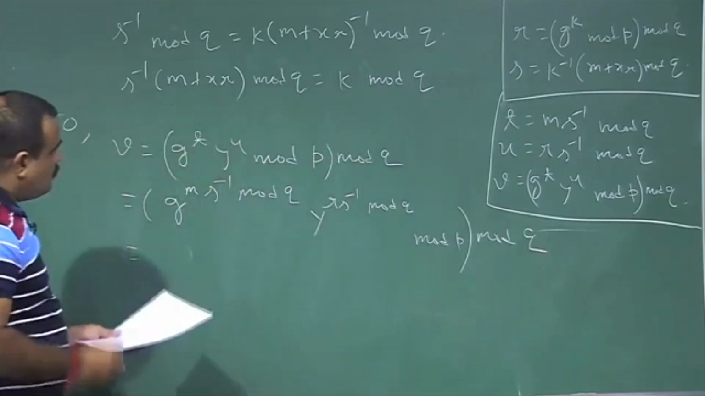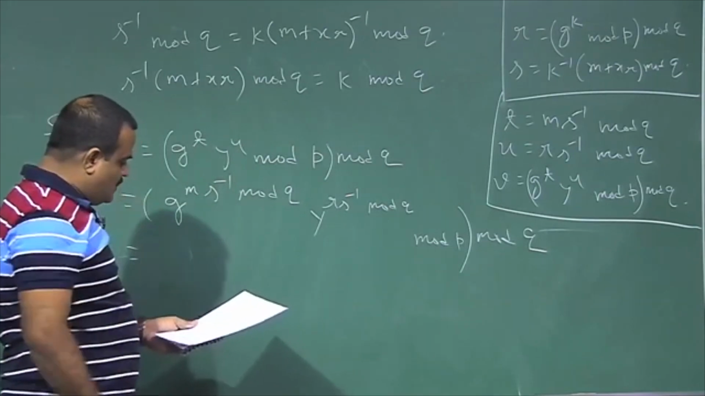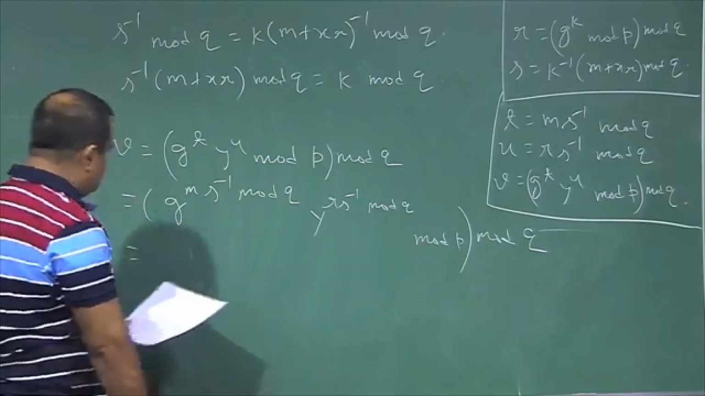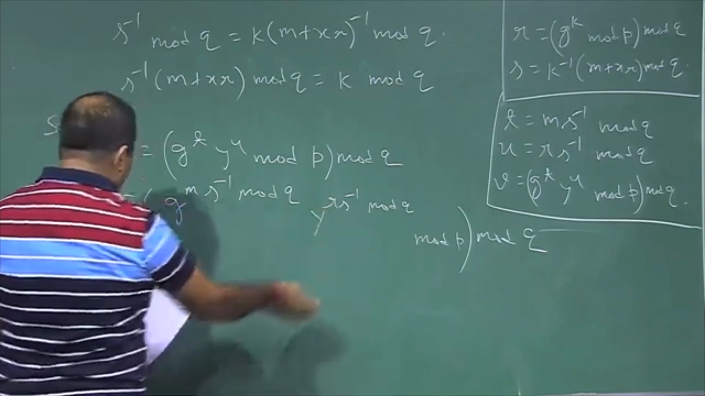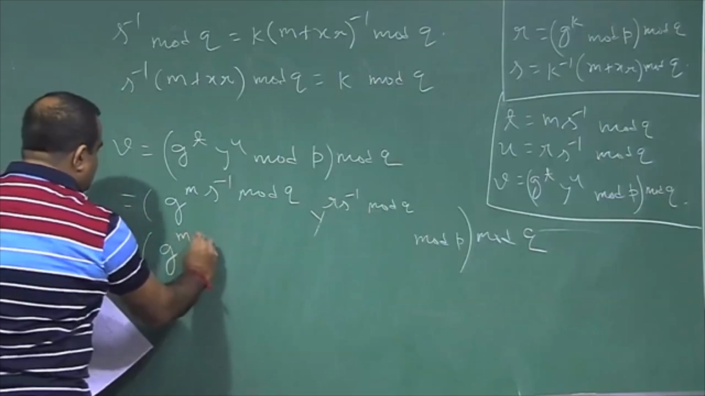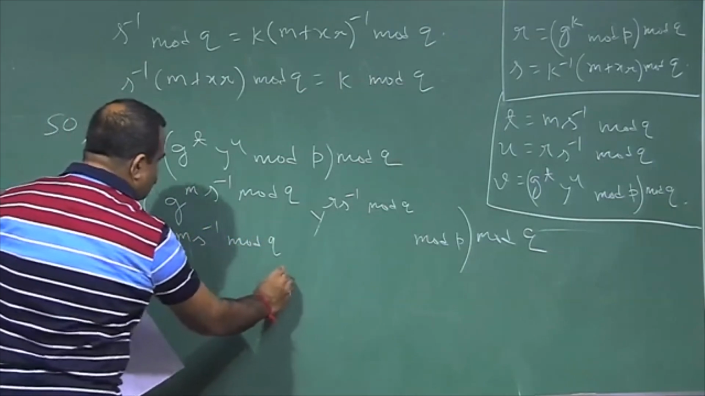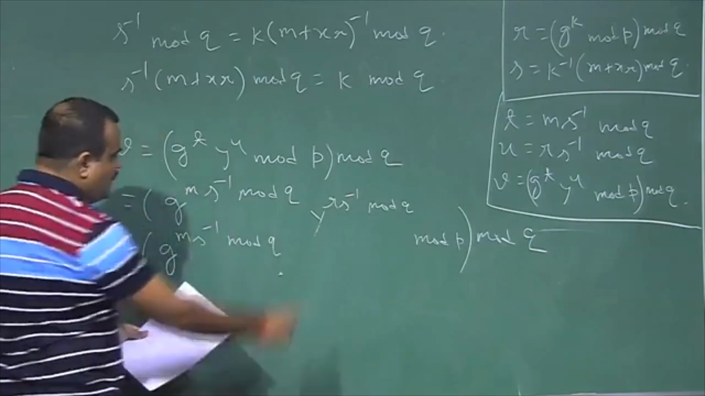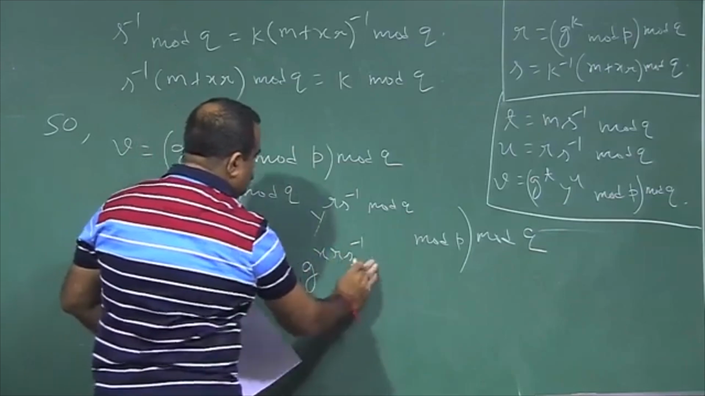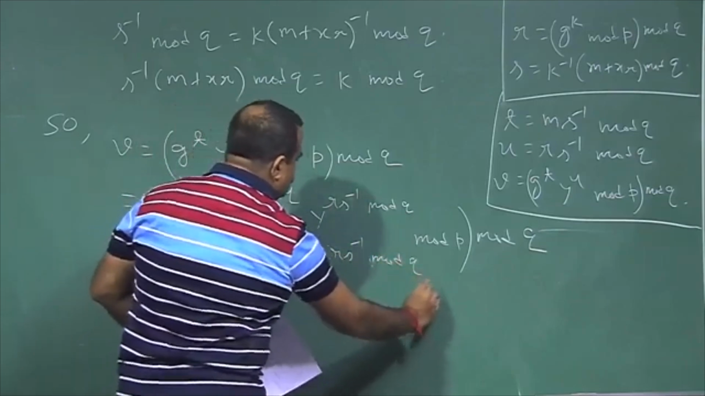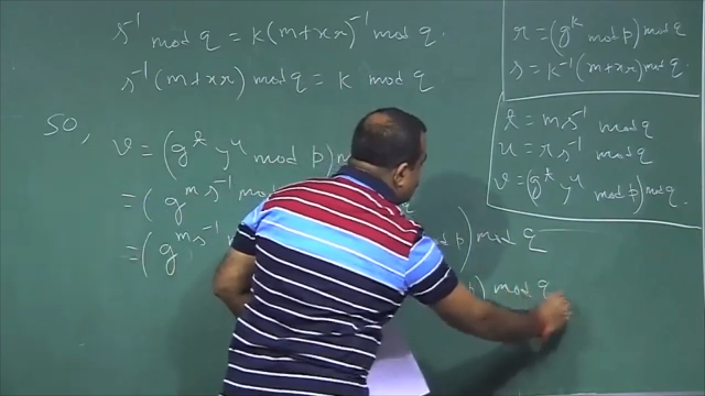Now, y we know, y is basically what? Y is basically g to the power x. So, we can just write g to the power x. So, this will be g to the power m S inverse mod q, multiplied by y, which is g to the power x. So, g to the power x r S inverse mod q, mod p, mod q. Okay.